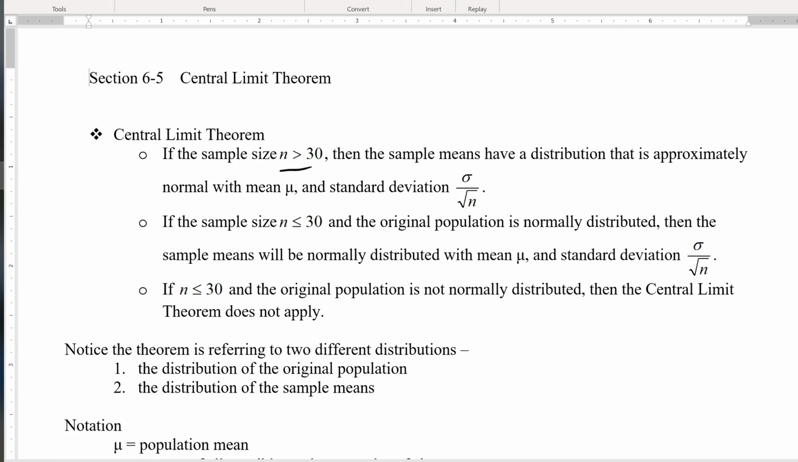So we can do that. The sampling means have a distribution that's approximately normal, with the mean of the means equal to mu, and the standard deviation is sigma over square root of n. If n is less than or equal to 30, and the population is normal, then the sample mean will be normal, so it still works as long as the original population is normal. And if it's less than 30 and it's not normal, central limit theorem does not apply. Okay?